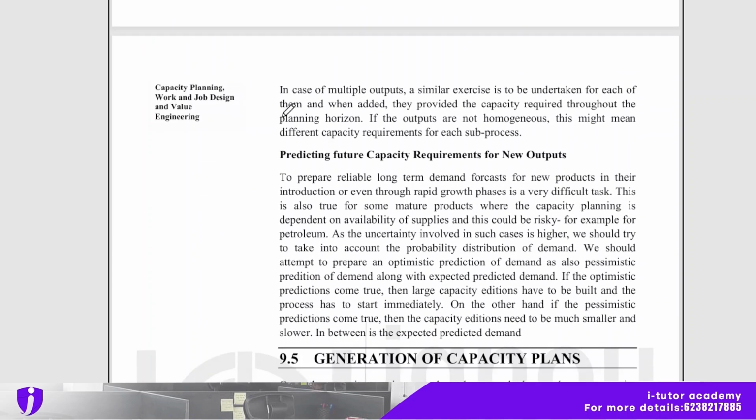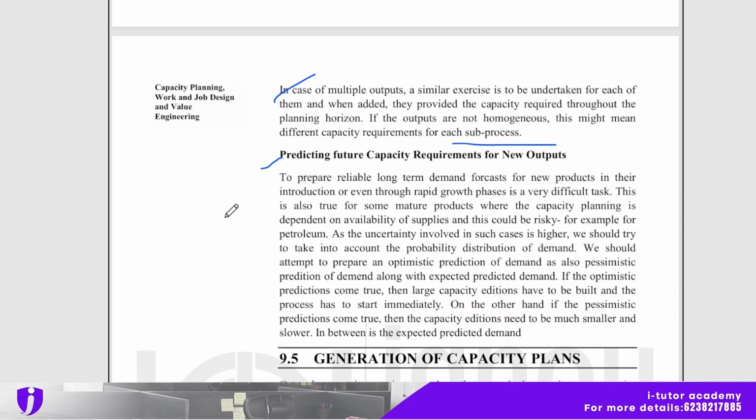In case of multiple outputs, a similar exercise is to be undertaken for each of them and the results added. And they provide the capacity required throughout the planning horizon. If the outputs are not homogeneous, this might mean a different capacity requirement for each sub-process. Predicting future capacity requirements for new outputs, and preparing reliable long-term demand forecasts for new products in their introduction or even through the rapid growth phase, is a very difficult task.